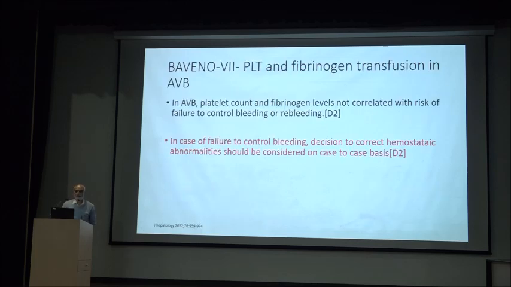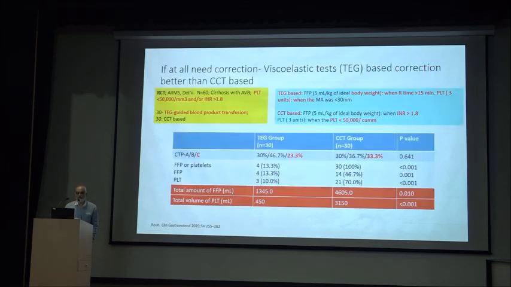So this is what Baveno 7 recommends. In acute variceal bleed, platelet counts and fibrinogen levels are not at all correlated with risk of failure to control bleeding or rebleeding. So in cases of failure to control bleeding, the decision to correct hemostatic abnormality should be considered on a case-to-case basis rather than by any particular levels.